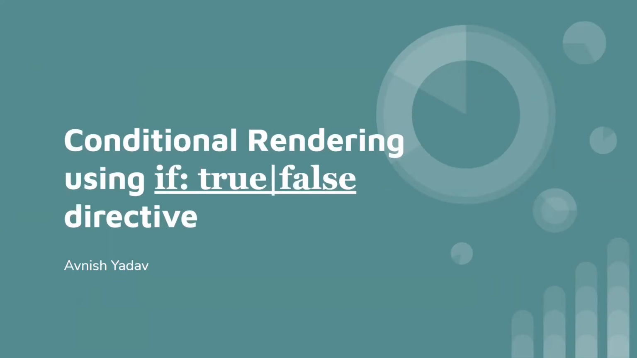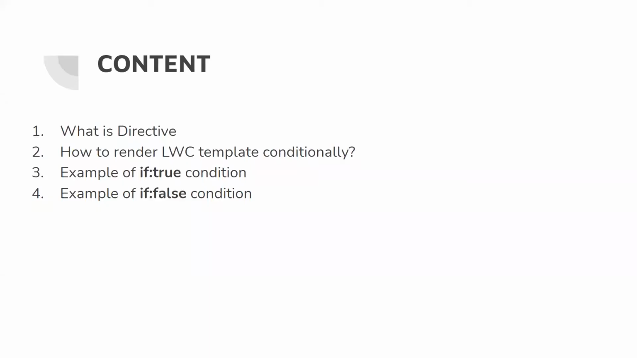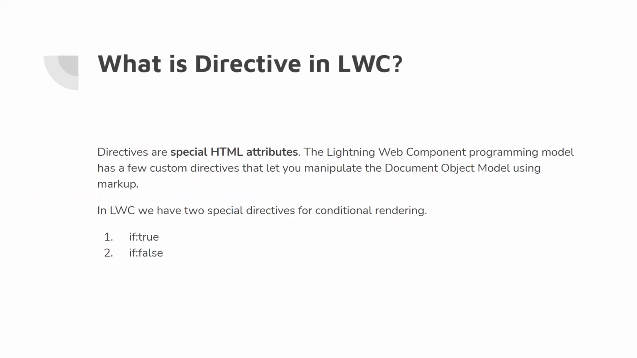Hello guys, welcome back. Today we're going to see conditional rendering using the if:true and if:false directives. What we're going to talk about in this part is what a directive is, how to render an LWC template conditionally, and then we'll look at an example of the if condition for the true one, and then the if condition for the false one. So let's see what a directive is.